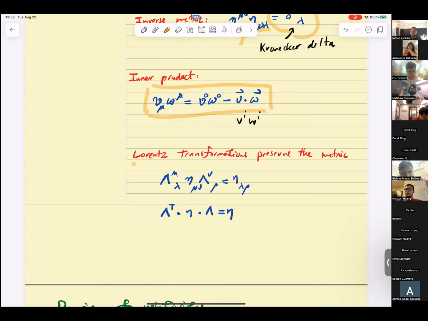Now, Lorentz transformations are symmetries of flat space-time. That means that if you apply Lorentz transformation matrices, sandwich the metric, if you transform the metric as a tensor with Lorentz transformation, the metric doesn't change, right? In matrix notation, this is what it looks like, right? So Lorentz transformations preserve the metric. They are the isometries of the flat space metric. Good.